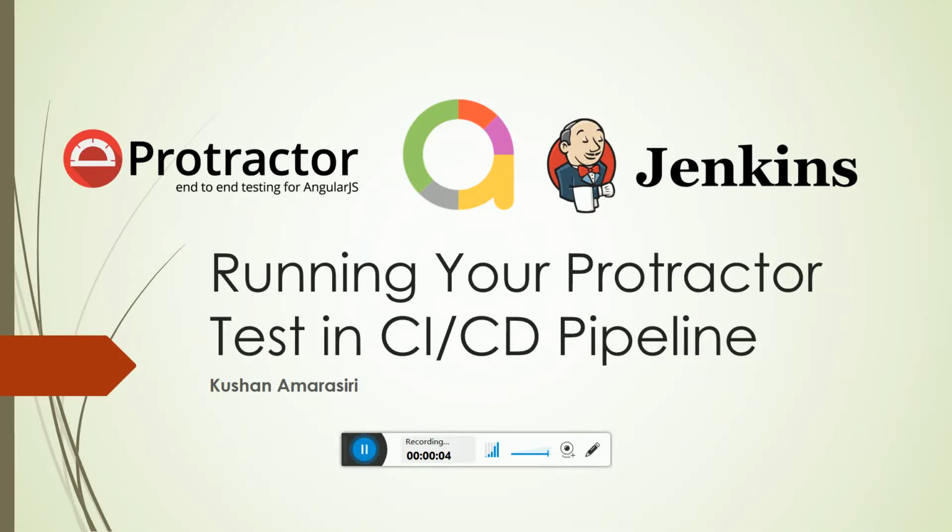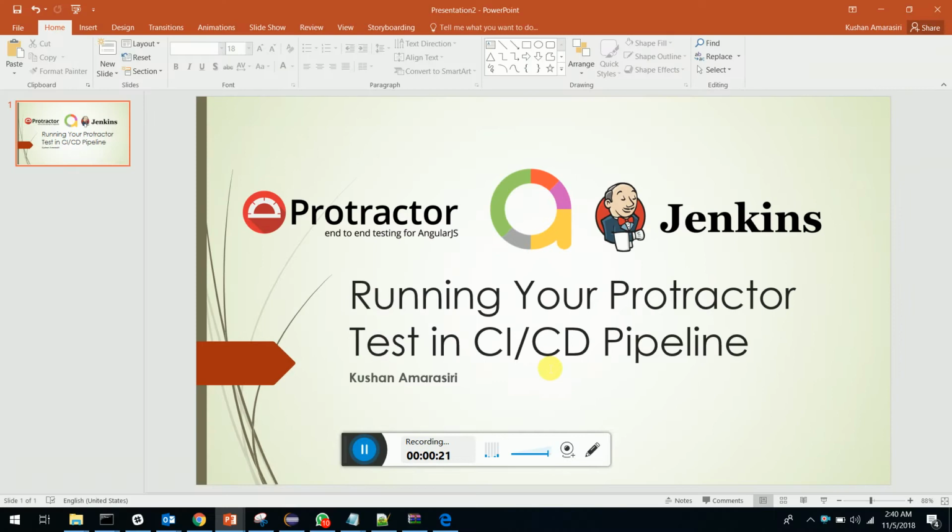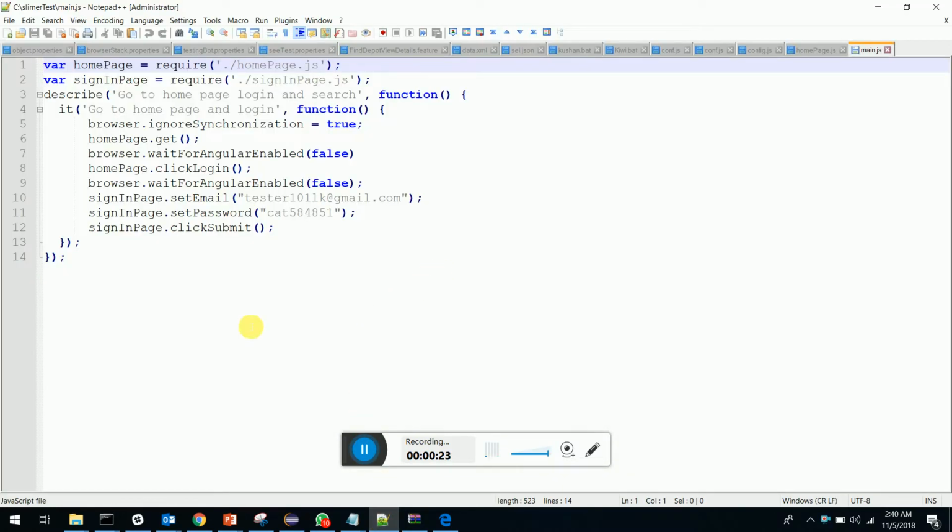In this video I will show you how to integrate Protractor Allure report into Jenkins and make your Protractor scripts in your organization, in your project, run in a CI/CD pipeline. So first of all, we have to come up with some Protractor scripts. So I have come up with Protractor scripts.